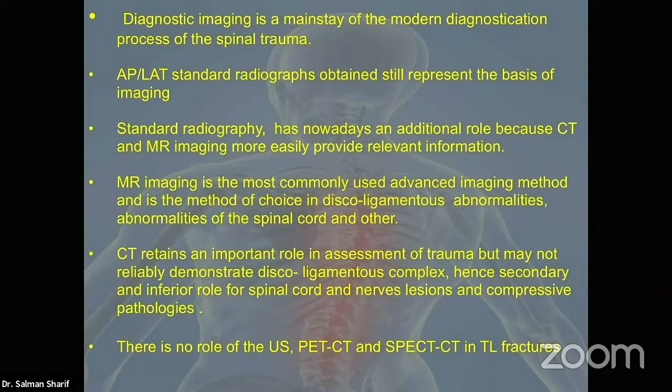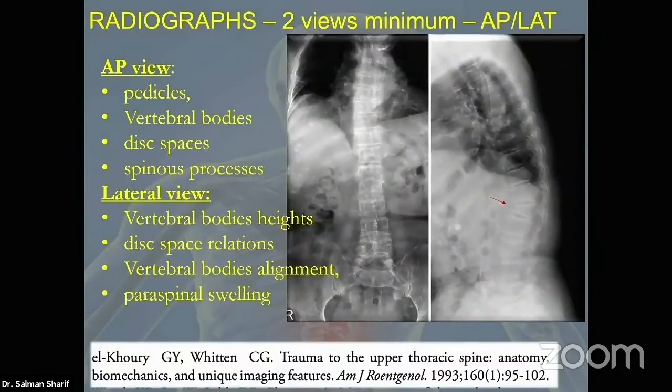MRI is the most commonly used advanced imaging method and is the method of choice in disco-ligamentous abnormalities and abnormalities of the spinal cord. CT retains an important role in assessment of trauma, but may not be reliable in demonstrating the disco-ligamentous complex, hence its secondary and inferior role to MRI. Ultrasound, PET-CT, and SPECT have no value in thoracolumbar trauma.